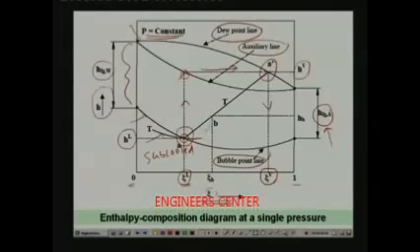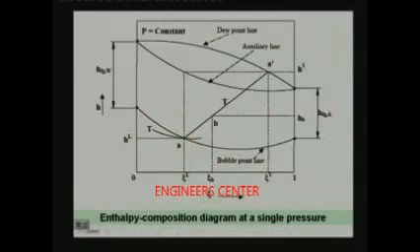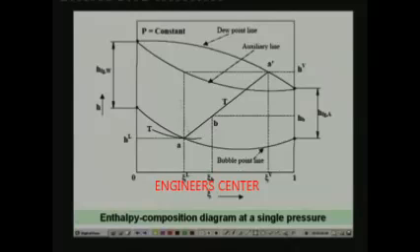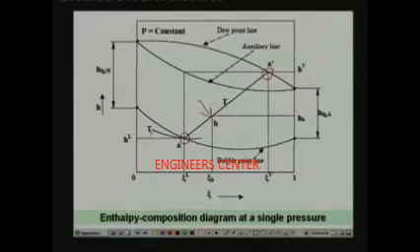And for this pressure, the line joining the saturated liquid point with the saturated vapor point, that means this line, is the isotherm. That means the isotherm T is like this.